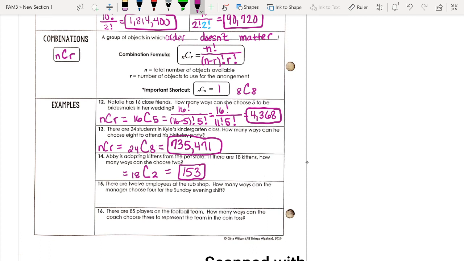Okay, 15. There are 12 employees at the sub shop. How many ways can the manager choose 4 for a Sunday evening shift? There's a total of 12 employees. I'm going to choose 4 to work. It does not matter the order I choose these 4 because they're all working. So order does not matter, which is why it's a combination. In my calculator, I put 12, second, NCR, 4 equals, and you should get 495 ways to choose who's working that night.